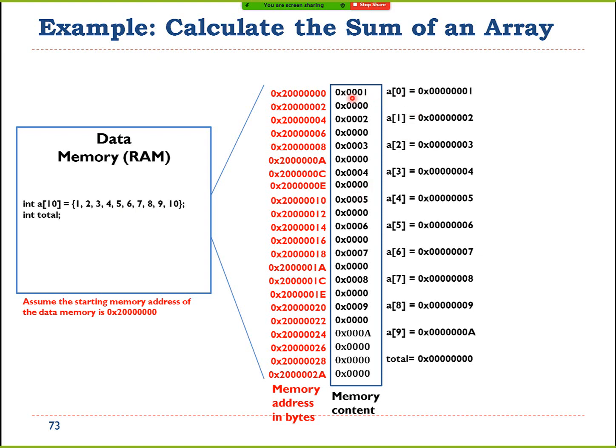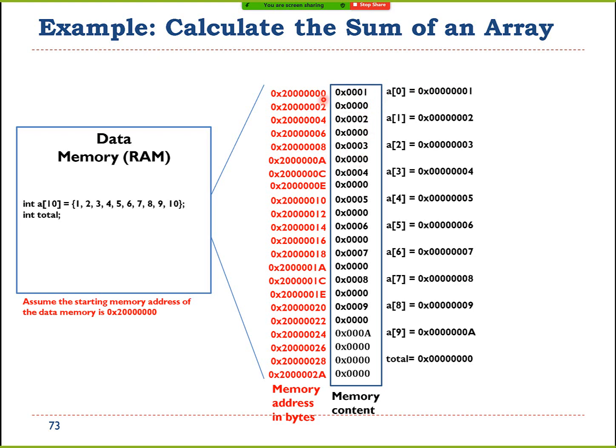For example, the memory address is starting from hex 20000000, right? So we have this A0. This is my A0, this is my A1, this is my A2, A3, right? And these are its addresses. Each location in this case is 16 bit and each variable is 32 bits. So this is one variable, this is another variable, and this is another variable, right?